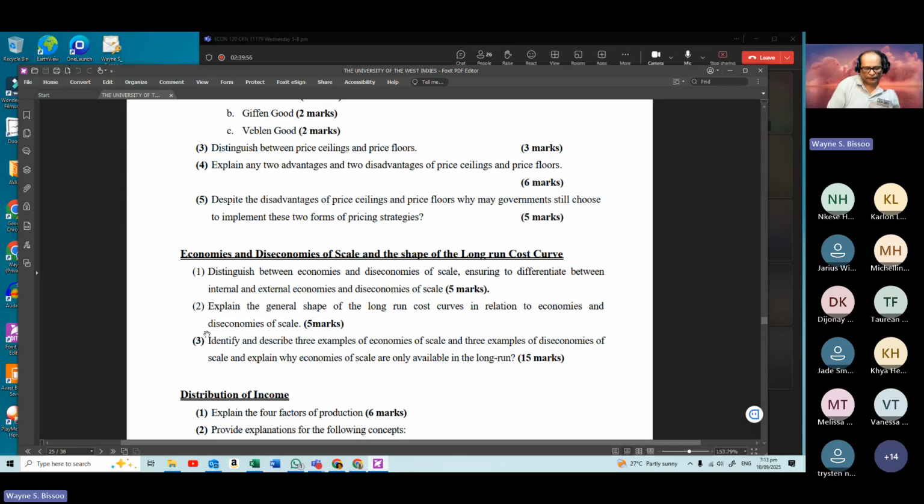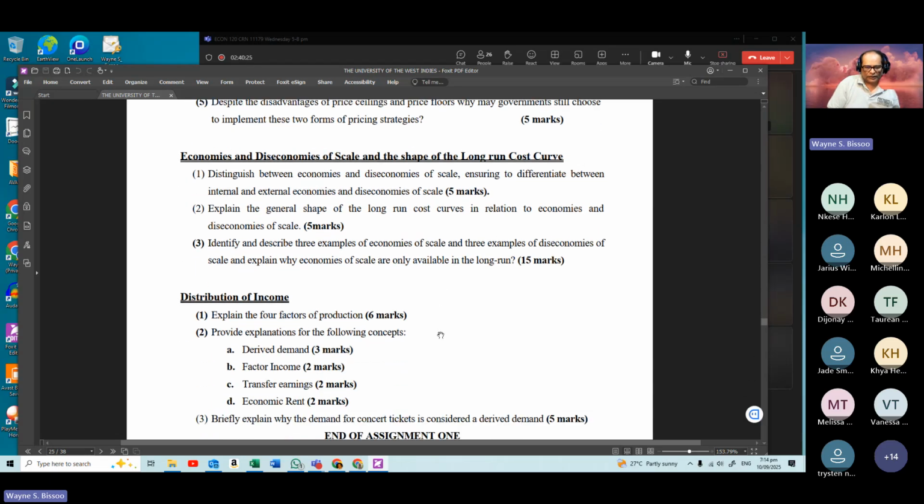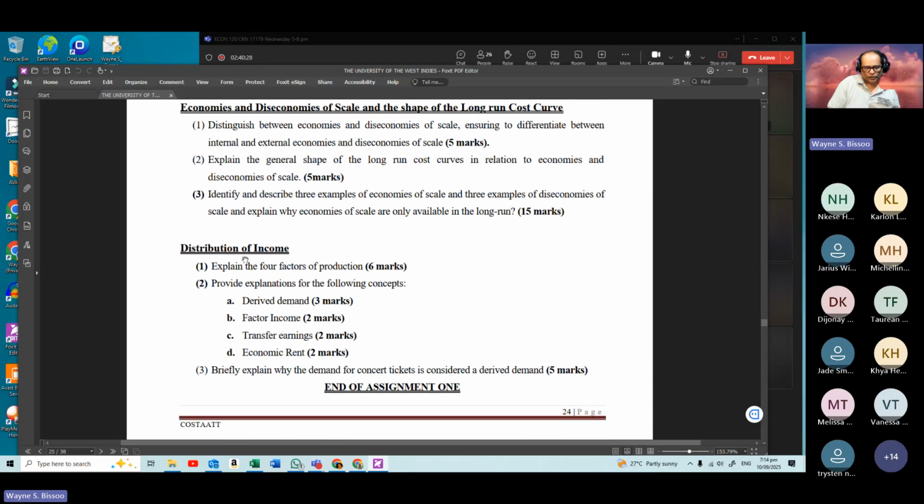And then part 3 here: identify and describe 3 examples of economies of scale and 3 examples of diseconomies of scale, and explain why economies of scale are only available in the long run. So this is a big, thicker discussion. You can see by the 15 marks there. So this one requires a little more development and discussion and analysis. You could look at the weighting of the questions, and you'd realize which ones require more effort or more input than the others.